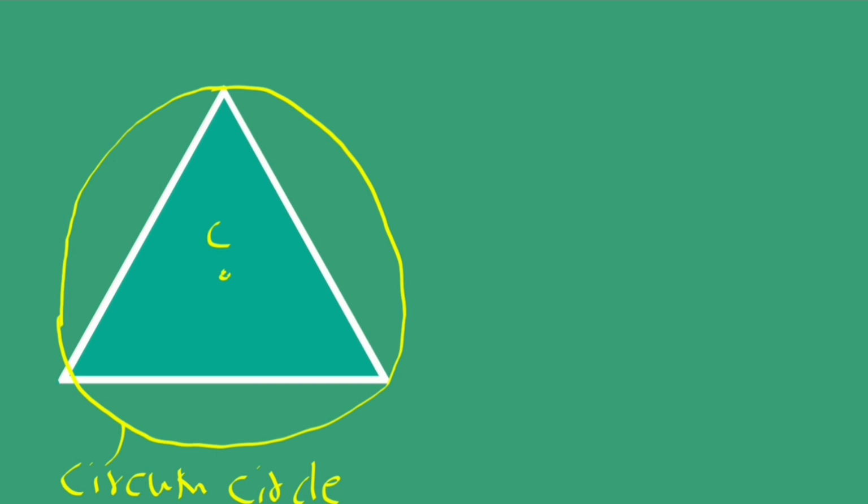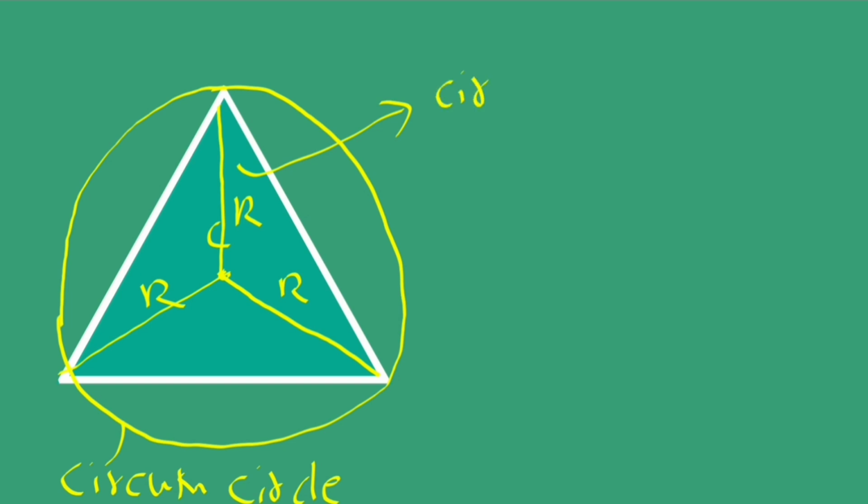From the circumcenter to the vertices of the triangle, these three lengths are equal, because these three are radii of this circumcircle. Yes or no? So this length is called the circumradius, and it is represented with capital R.